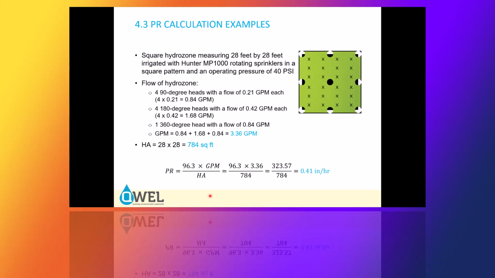So then we take all that and plug it back into our formula. 96.3 times our gallons per minute, which is the 3.36, and we're going to divide that by the 784. We get 323.57 over 784, and it's 0.41 inches per hour is our precipitation rate for this zone.